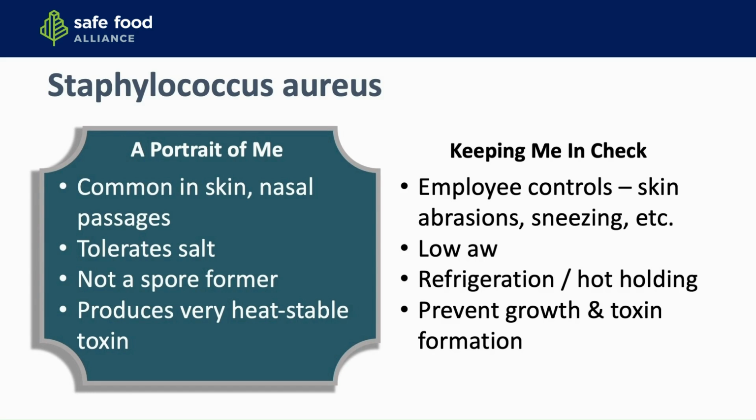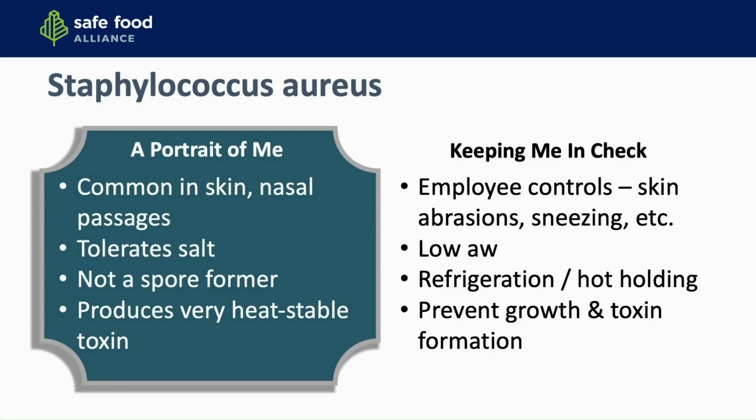Keeping this organism in check includes things like employee controls. For example, skin abrasions, any kind of sneezing or this sort of thing. We have to make sure that the employees are practicing very good personal hygiene, keeping their hands clean and sanitary before they touch the product. Low water activity, again, as with most of these food products, a very low water activity or availability of moisture will keep the organisms from growing.